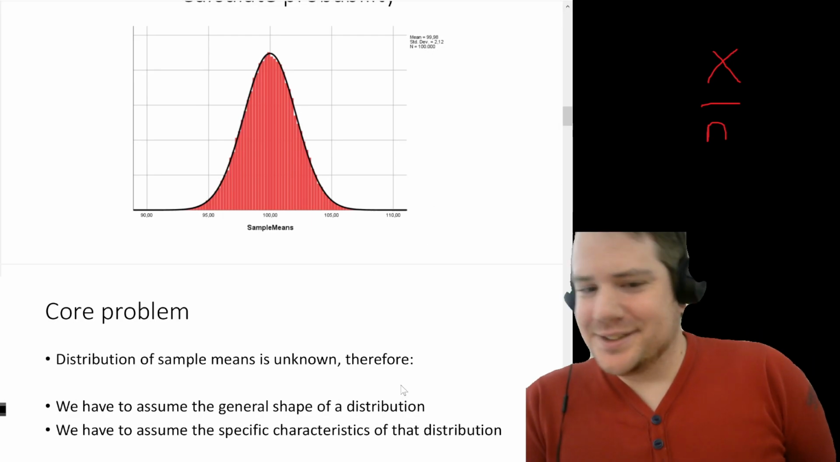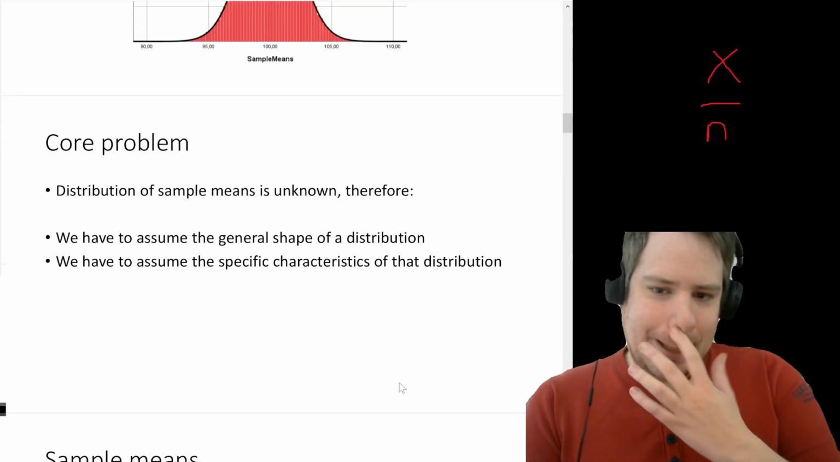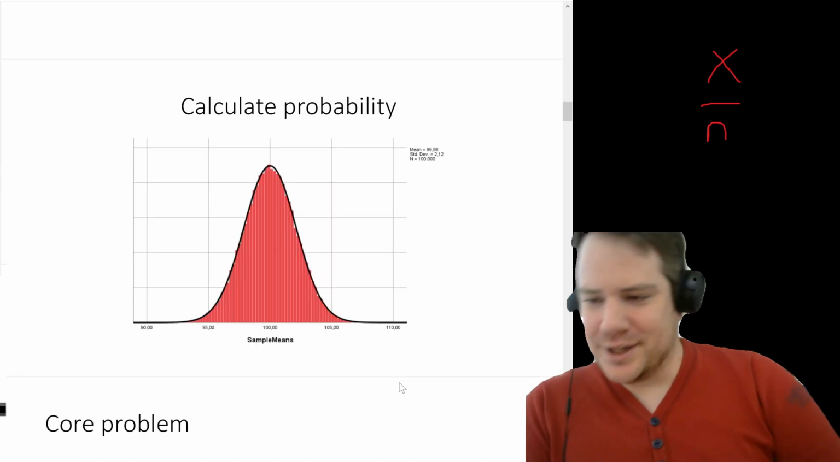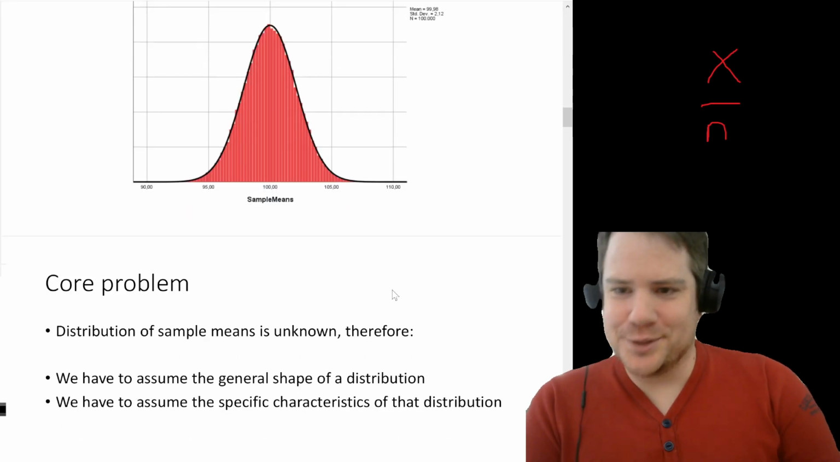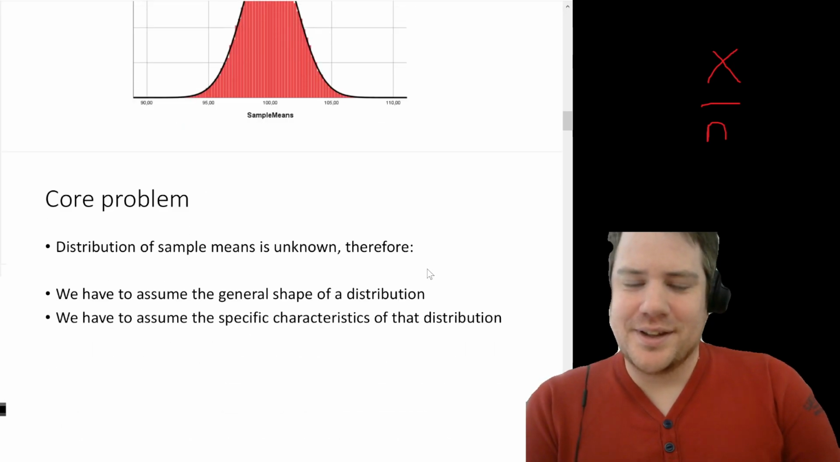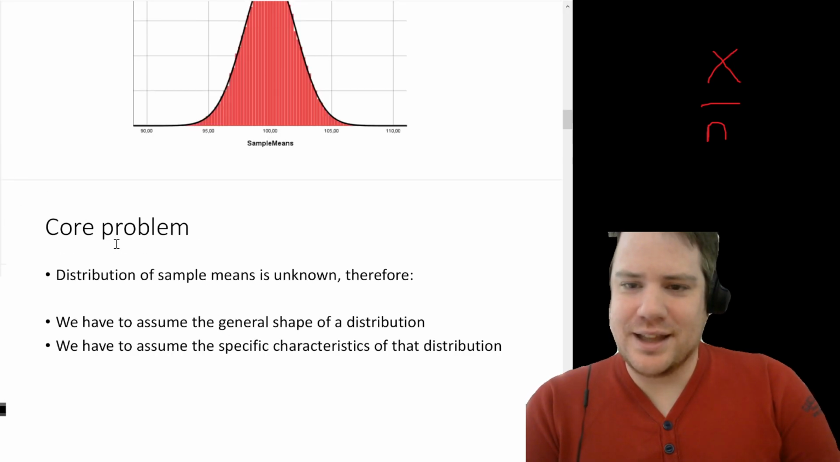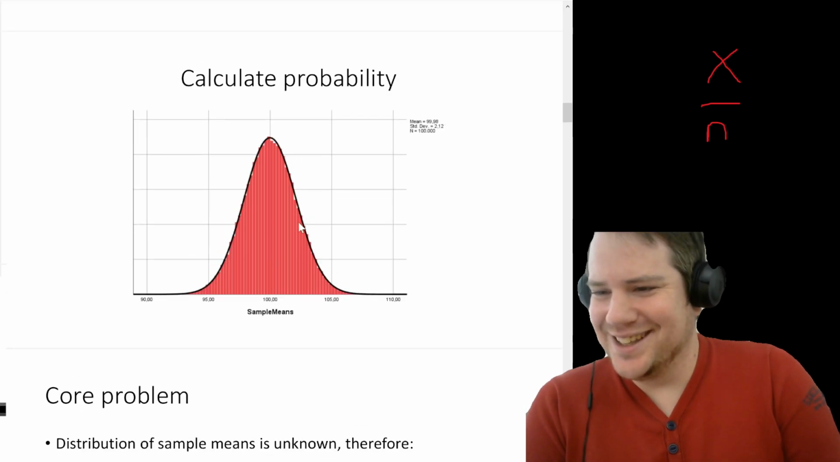In practice, this is where we move on from statistics 1a to statistics 1b a little bit. This is the crossover point. The big problem here, the core problem, is that we don't actually know this.